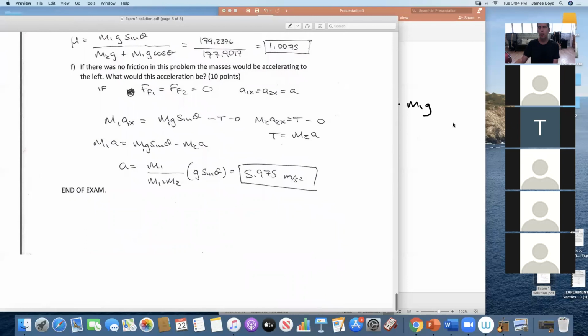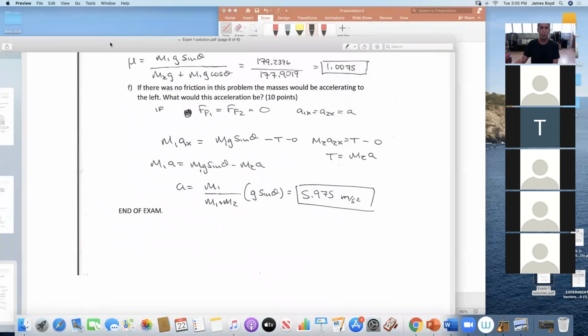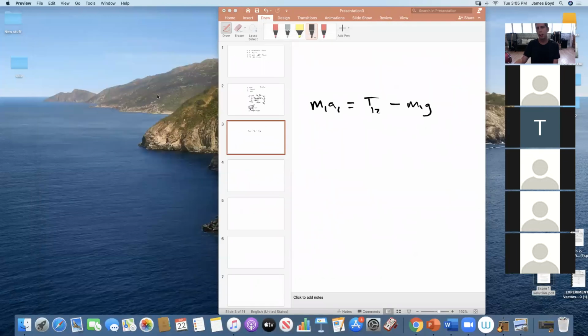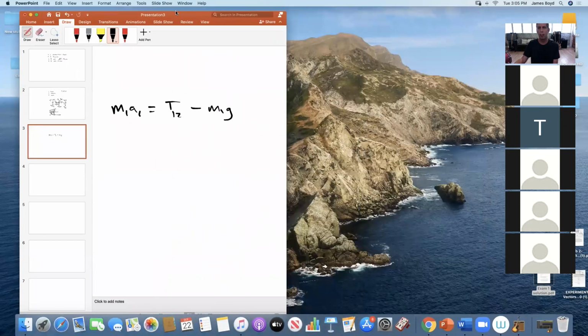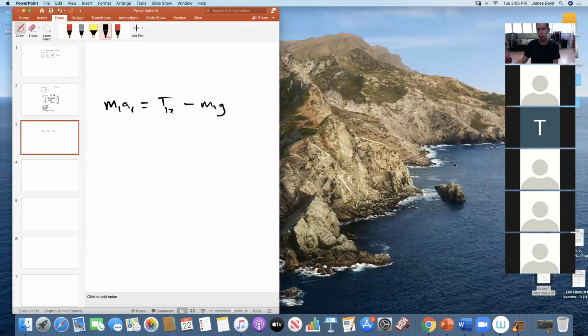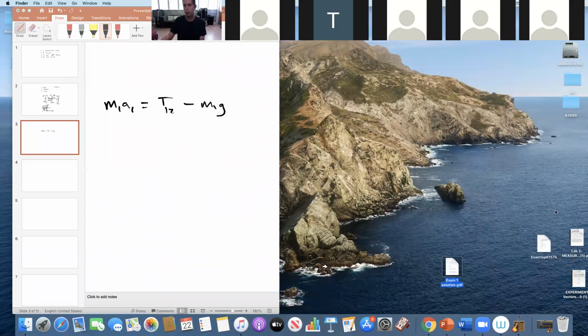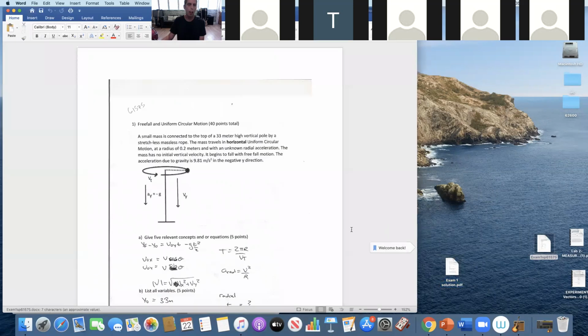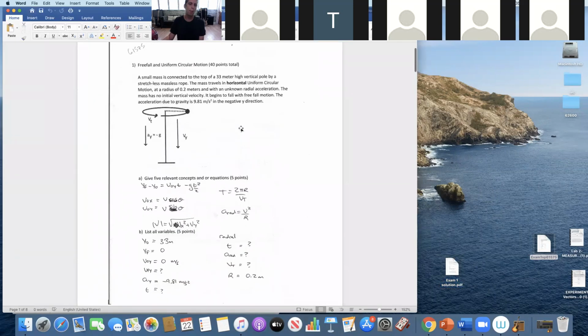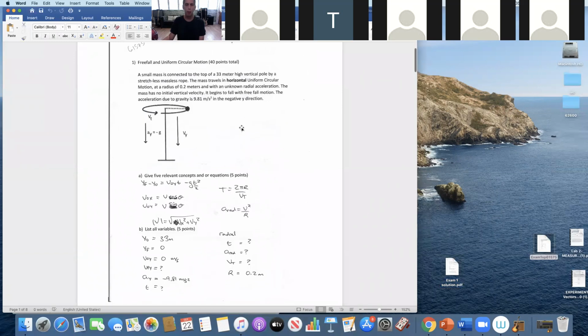I'm going to go through the second exam much faster than I went through this one, mostly because a lot of it I've already covered. This one is actually kind of fun. I'm just going to talk about these problems a little bit.